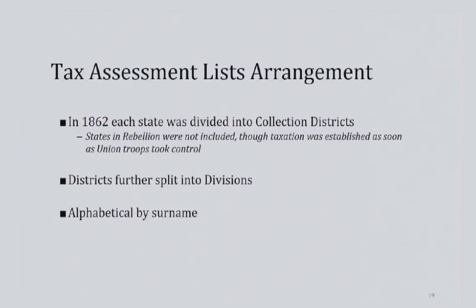So this is the arrangement researchers will find the records in today. First by state, followed by district, and then by division. Divisions generally correspond to particular counties. From there, the records are arranged alphabetically by surname. Next slide, please, number 20.